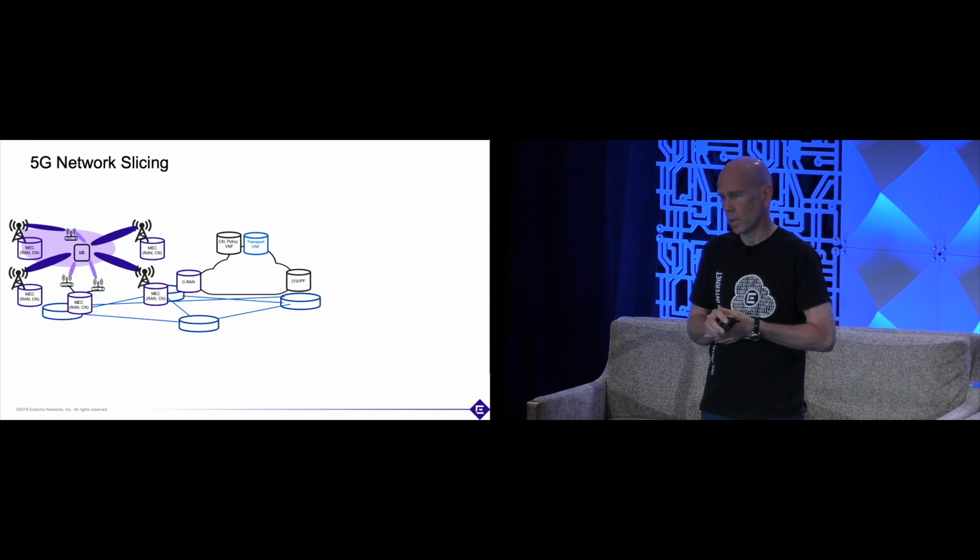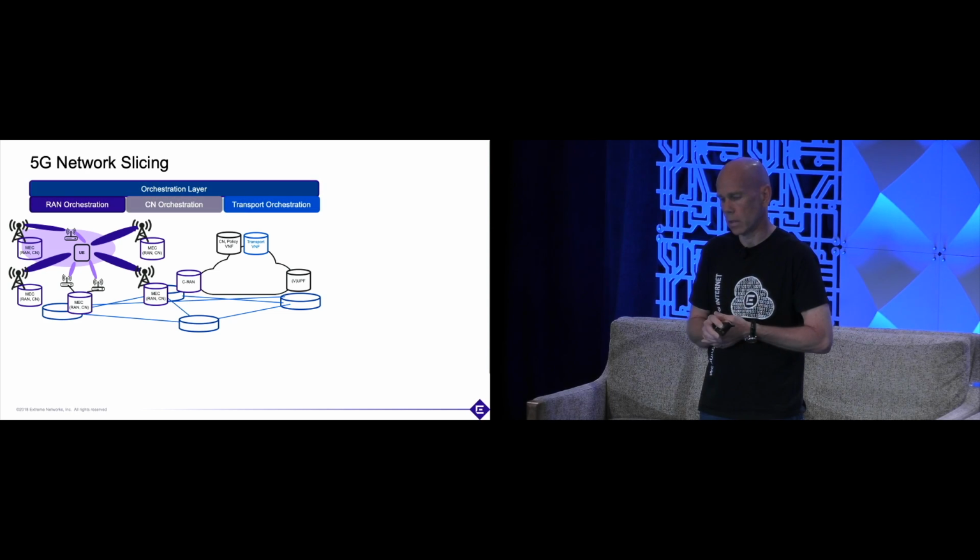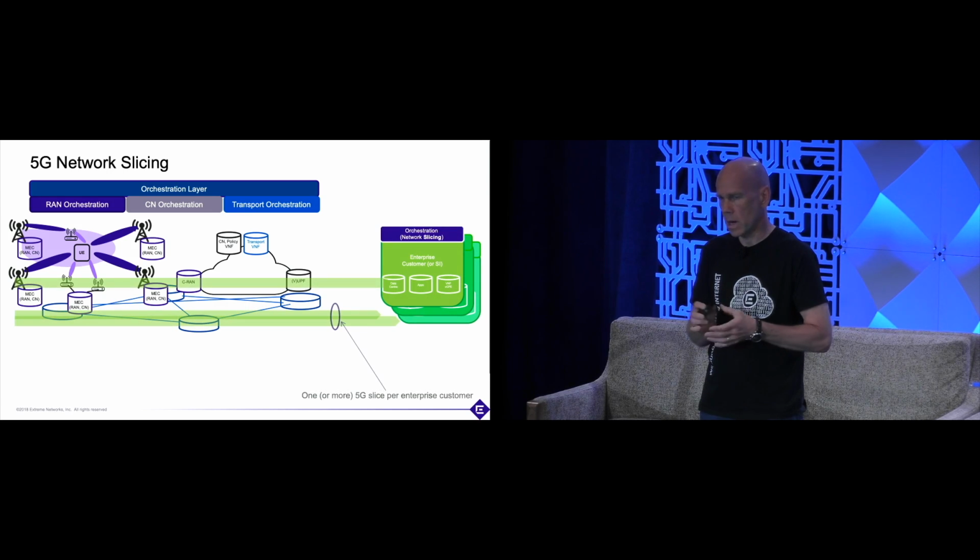So the network slicing part. This is from the network part. What you have is your orchestration layer, where you have your RAN orchestration, your core network orchestration, and your transport orchestration. Then you go into the different slices you have in the network. You might have a specific slice for a specific enterprise. You might have multiple of those slices, and so on and so forth. And then you go into all of your virtualized services within the network itself.